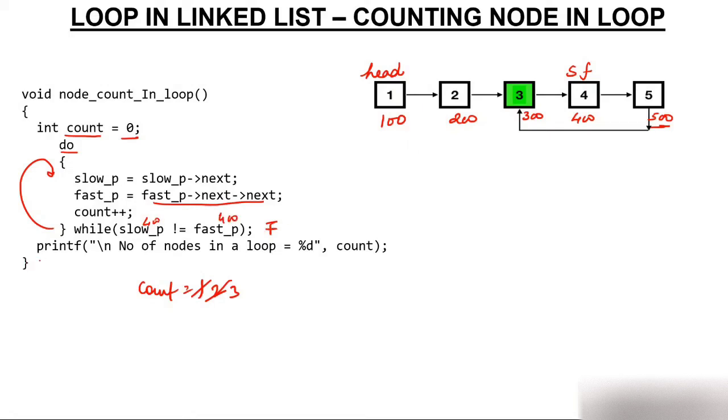We'll come out of the loop. So we'll print the number of nodes in the loop is count. And what is the value of the current count? 3. And you can see there are 3 nodes, 1, 2 and 3. So this is the beauty of the code, which is telling you that if there is a loop, then how many nodes are involved in that loop. So this was all about the coding.